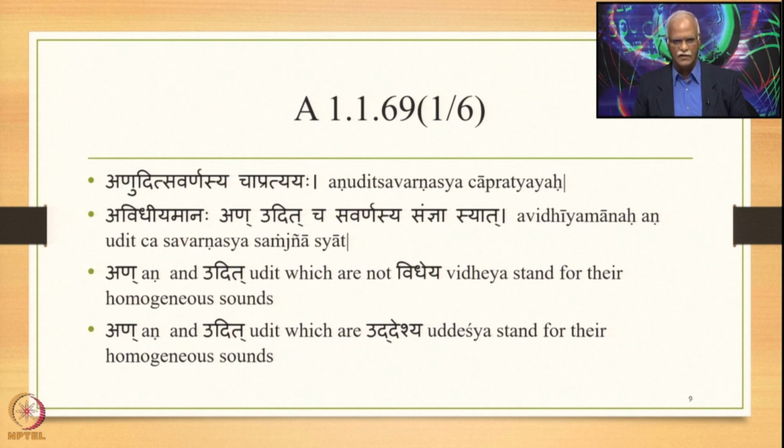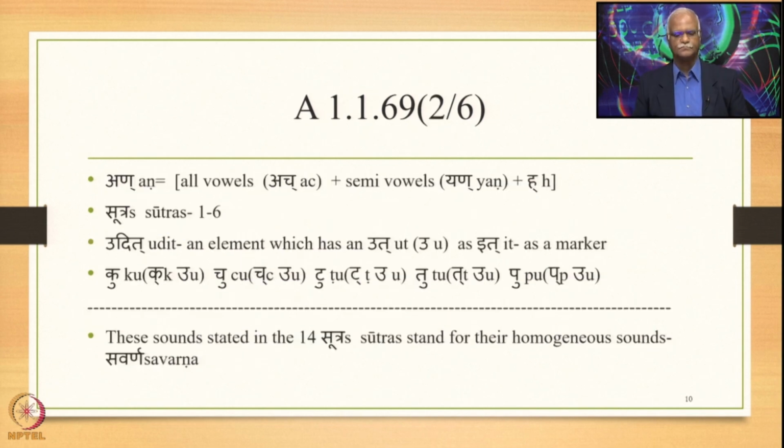This Sutra 1169 is stating the representation of the homogeneous sounds as something new, not known before. And it is stating this with reference to An and Udit, which is avidhiyamana. And so An and Udit act as uddeshya in this particular sutra as well. And what this sutra is saying is that when in similar situations, when An and Udit are uddeshyas, they will stand for their homogeneous sounds. So, what are the homogeneous sounds? Let us study that, but before that let us study what is an and what is udit.